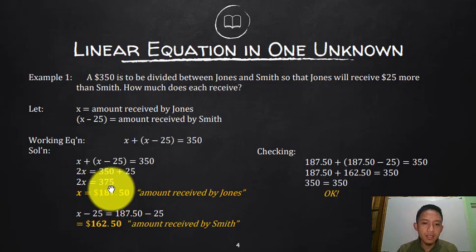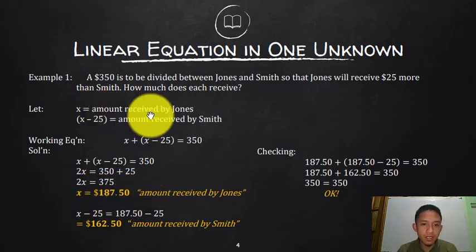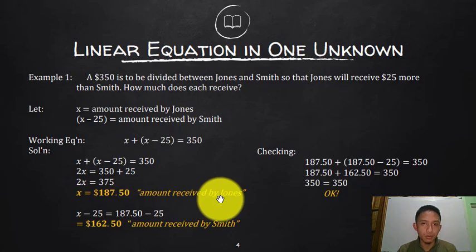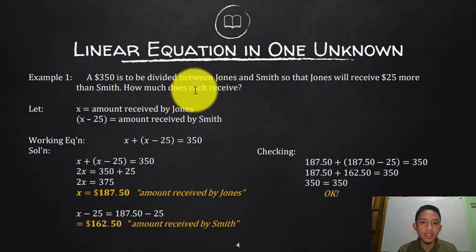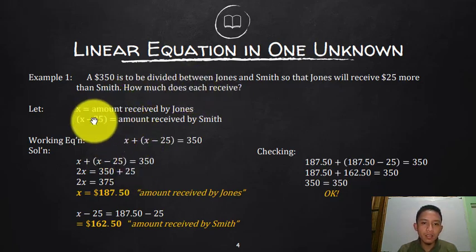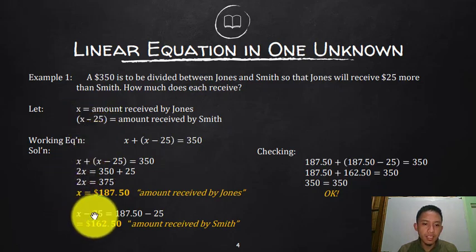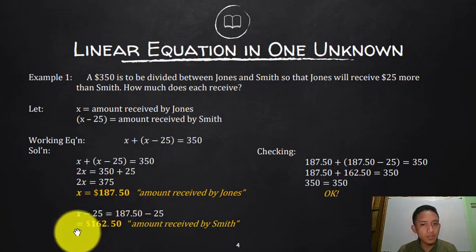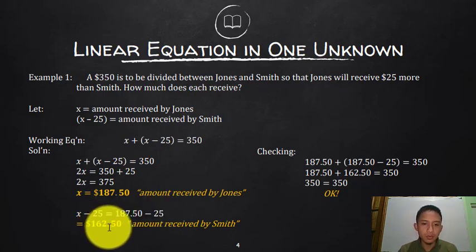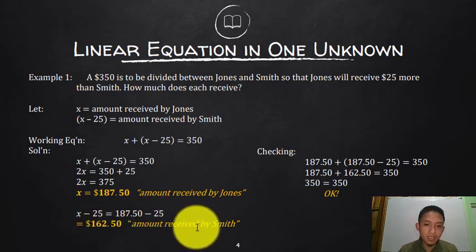So x there is $187.50, which is the amount received by Jones. And then is that all? No, not yet, because we need to find out both of them. It says there each. So I need to go back there. What is for Smith? That is just x minus 25. So x minus 25 equals, x is $187.50, subtract 25 there, that will be $162.50. That is the amount to be received by Smith.